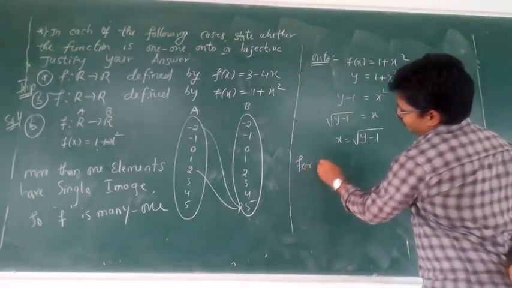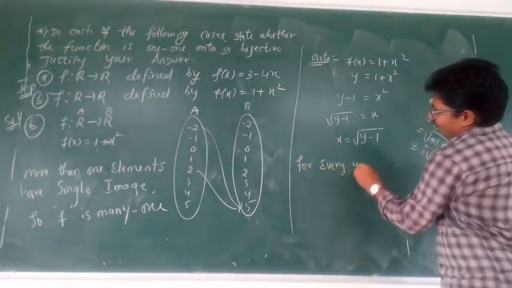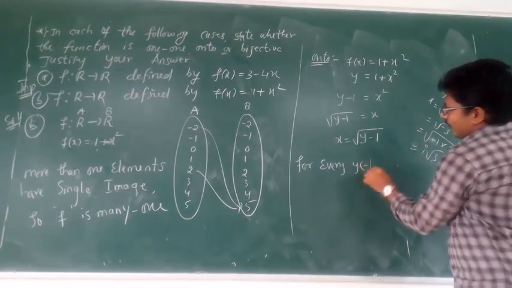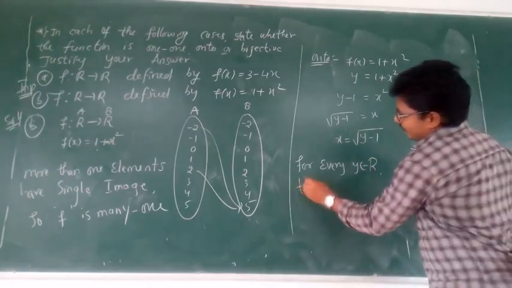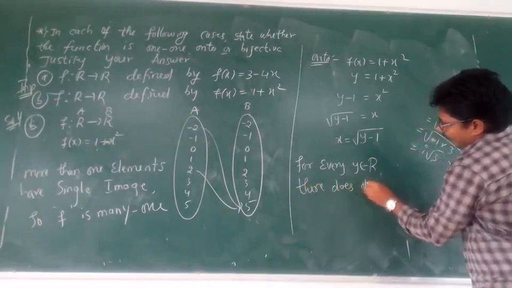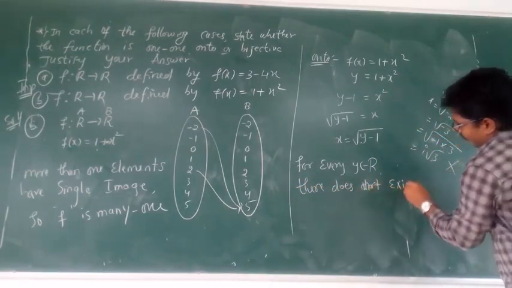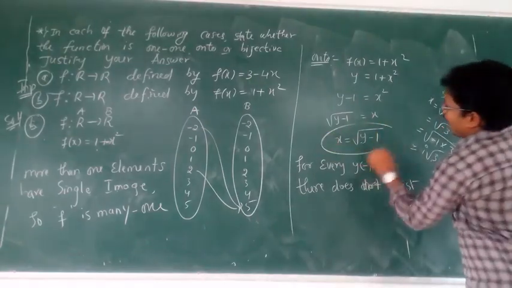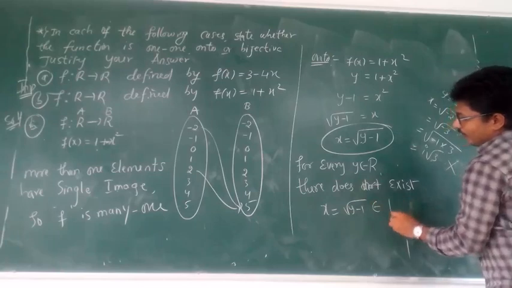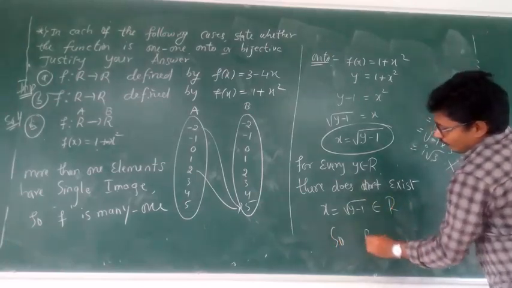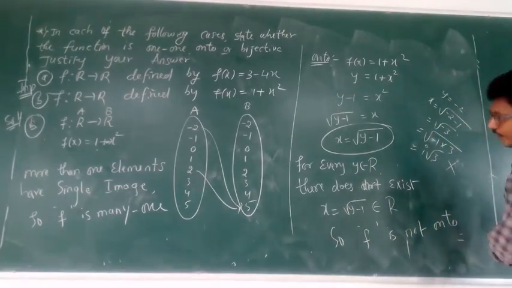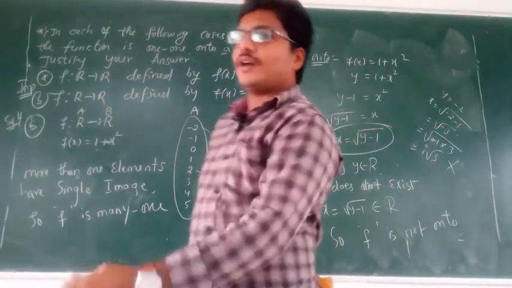For every y belonging to set B, it means that set B consists of real numbers, there doesn't exist x equal to root of y minus 1 belonging to the real numbers. So f is not an onto function, so it is not a bijective function. f is not bijective.